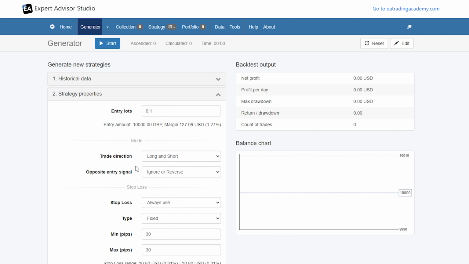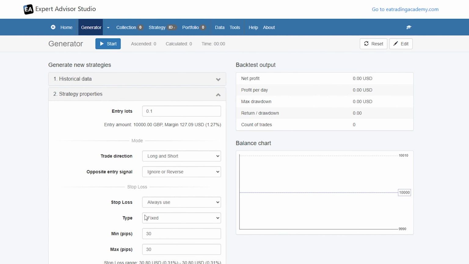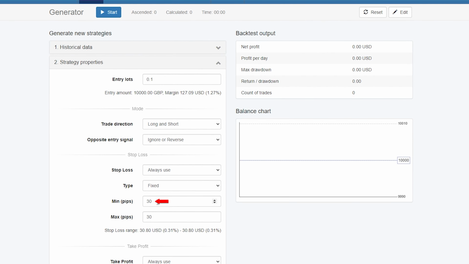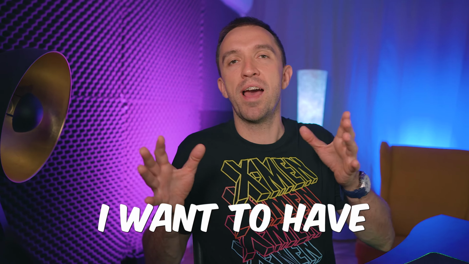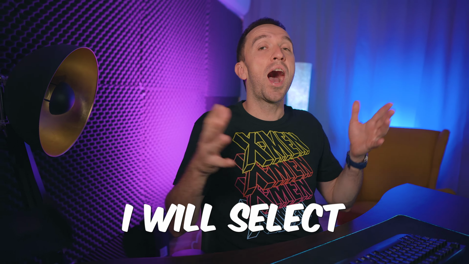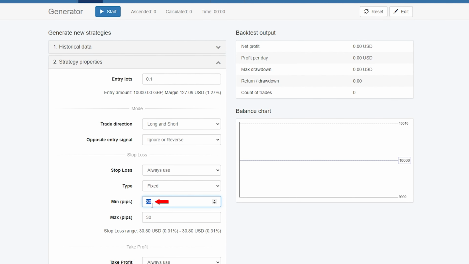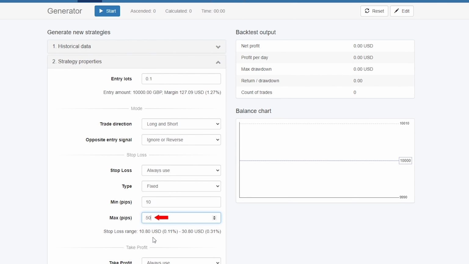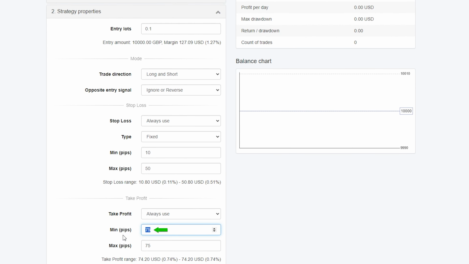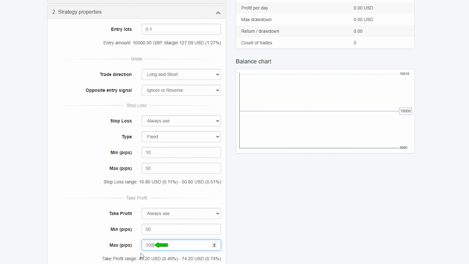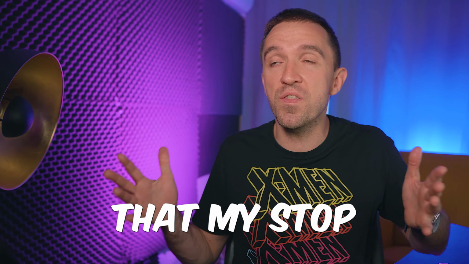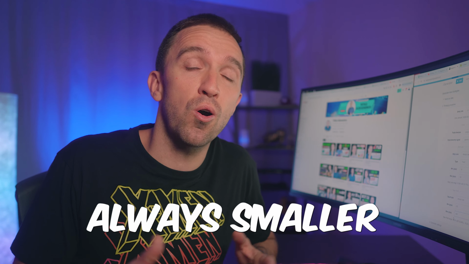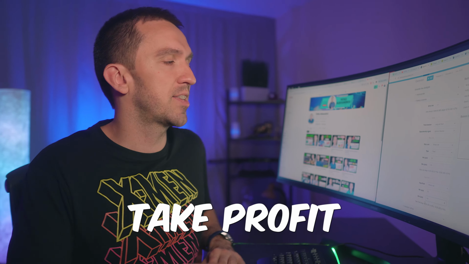Then I need to select what range I want to have for the stop loss and the take profit, and because I want to have a good risk reward ratio, I will select a stop loss between 10 and 50 pips and take profit between 50 and 100 pips. This way I'll make sure that my stop loss is always smaller than the take profit.